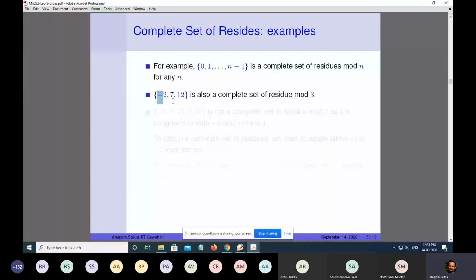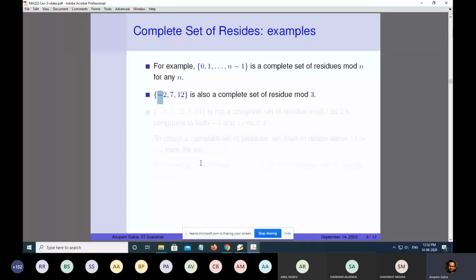Otherwise, what happens? Then what happens? 1 is congruent. Okay, so let's take a bigger number. Let's take say 13. 13 is congruent to both of them. 13 minus 7 is divisible by 3, and 13 minus 2, which is 15, is also divisible by 3. So in this example, I have to omit the minus sign.